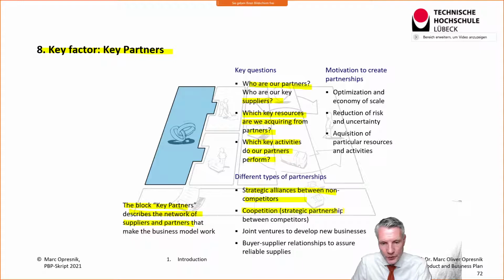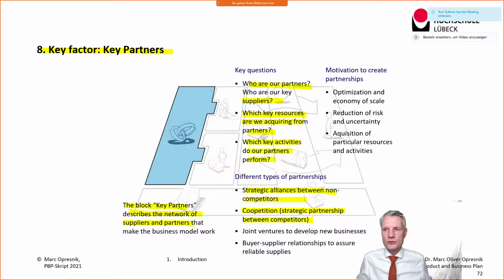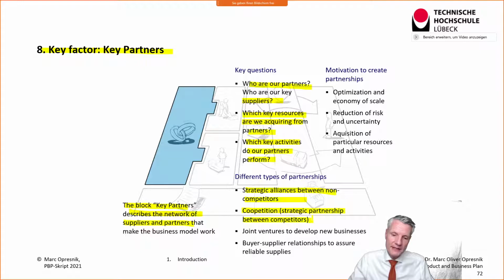Co-opetition, strategic partnership between competitors. For example, if there is big investment needed in the electrical power driven car segment, because BMW, Daimler, they need to spend billions of dollars in order to develop the batteries for electrical power driven cars. And therefore, it makes sense sometimes to join forces when it comes to the development, not necessarily of new engines, but just of key components such as batteries.